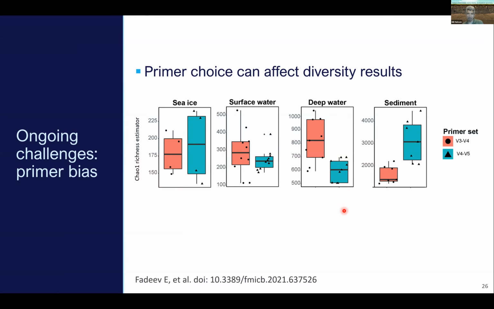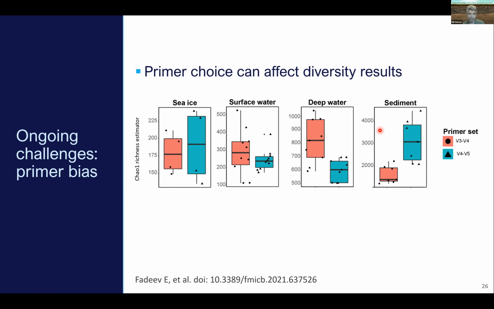So in the deep water, the V3, V4 gave you a higher richness, whereas in the sediment, the V4, V5 gave you a higher richness. So again, and this is very important, if you're comparing your experiment against an experiment someone else did, certainly you need to make sure that similar techniques and similar primer sets were used before you go in and do that sort of comparison.